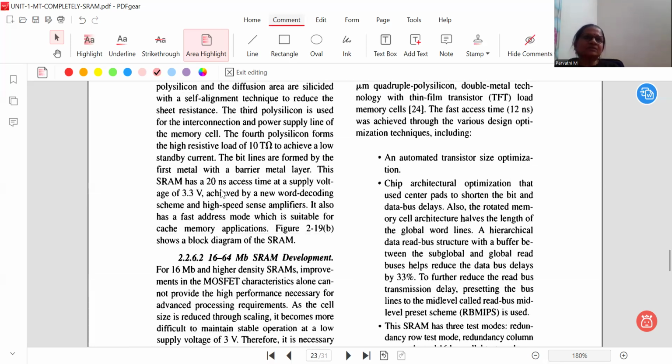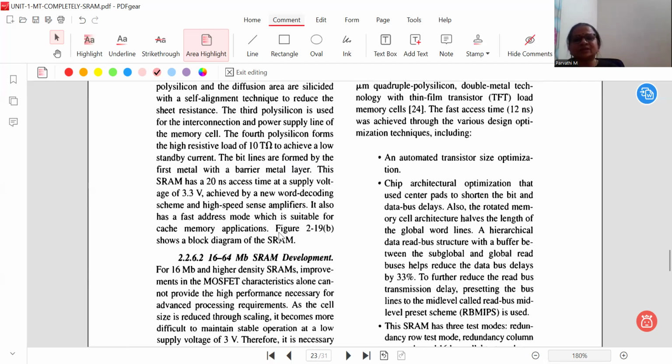So memory designs, in order to compare how much access time it is taking, what is the minimum standby current it is giving, what is the cell area, what is the supply voltage it is taking, like that we can compare, and whichever is the better one, the industry people will use that. So here in this case, Mitsubishi company SRAM is using 20 nanoseconds access time at the supply voltage of 3.3 volts, and is also achieved by a new word decoding scheme and high-speed sense amplifiers. It also has a fast address mode which is suitable for cache memory applications.